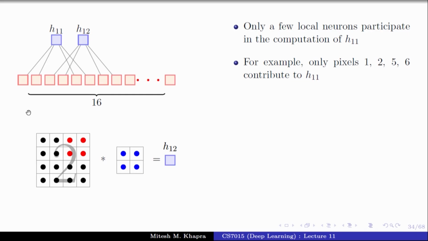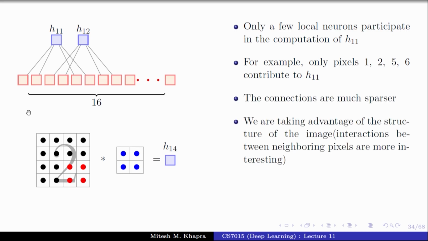What about the next one? Assume that I've taken a stride of 2 here, right? So it will depend only on pixels 3, 4, 7, and 8. And in this way, you can continue. So all the outputs in the intermediate layer depend only on a few inputs in the input layer. Does that make sense? Okay.